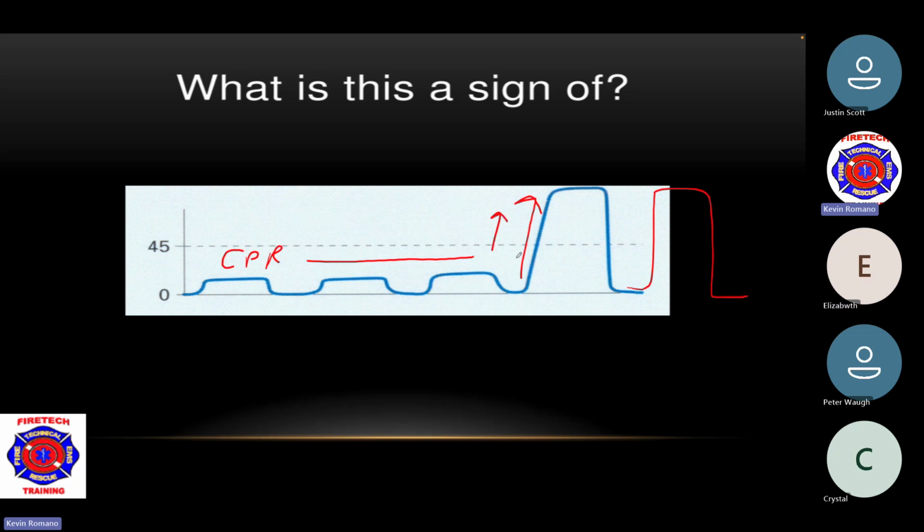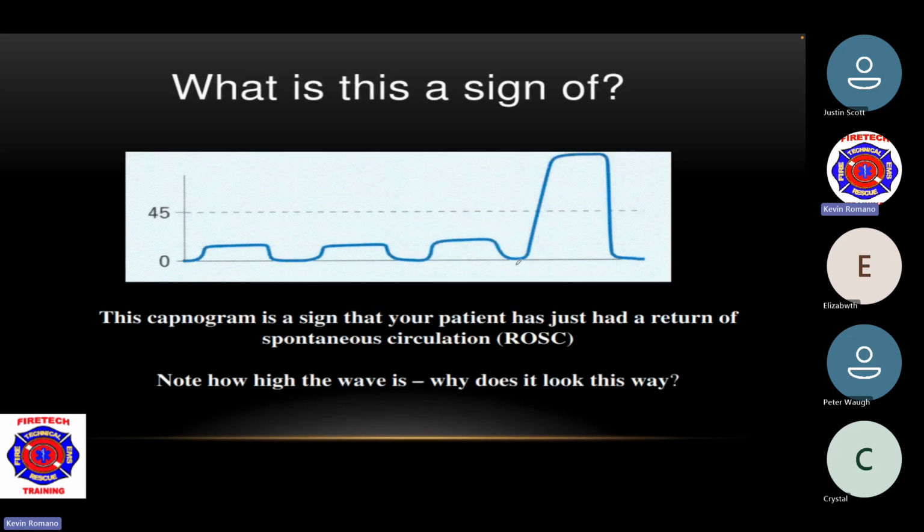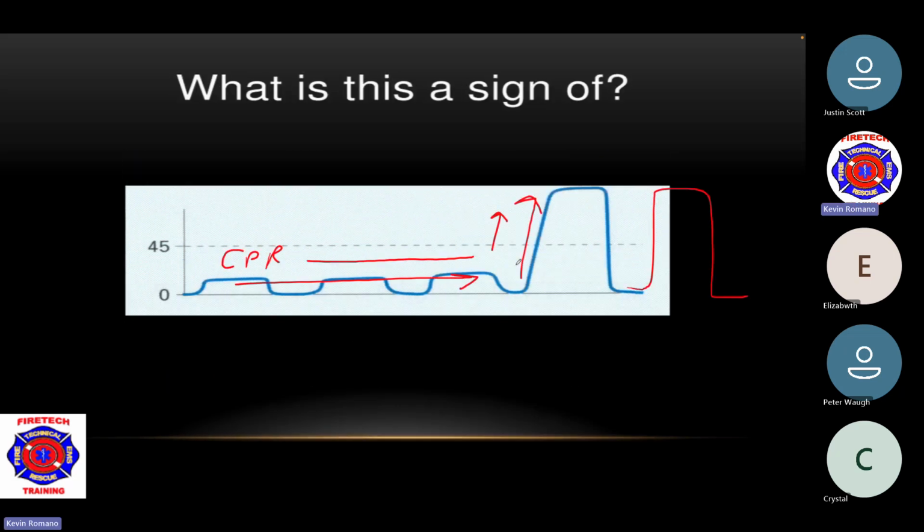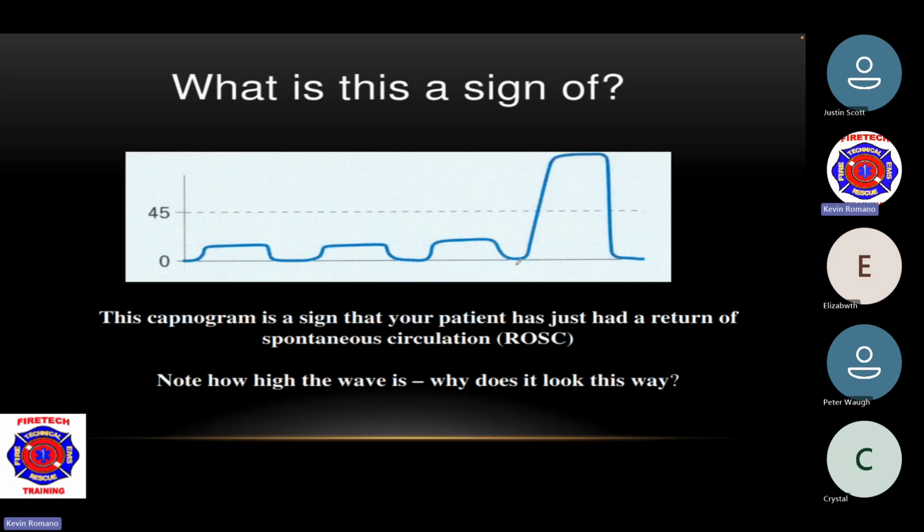The body finally started back up again and dumped off all that acid that's been sitting here because you can't compress as hard as that heart can pump. So once you started getting full body perfusion, all that acid is now released here, right? So this is a sign of ROSC.